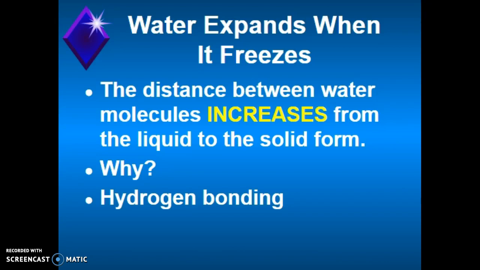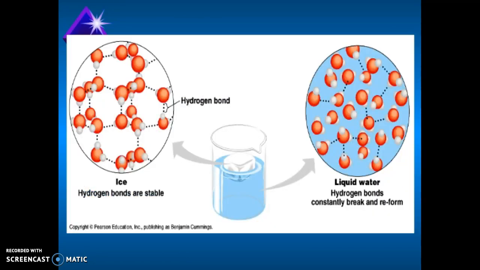So when water freezes, it expands. When water freezes, the distance between the molecules increases, which again is caused by hydrogen bonding. I hope you're noticing a trend here. So that hydrogen bonding pushes the molecules further apart and makes the water itself a little bit bigger. Here's a picture of that. You see that increased cross-linkage. The molecules are moving around less because they're colder, so they make more hydrogen bonds. It makes them stable. We don't have hydrogen bonds constantly breaking and reforming like we do in liquid water.